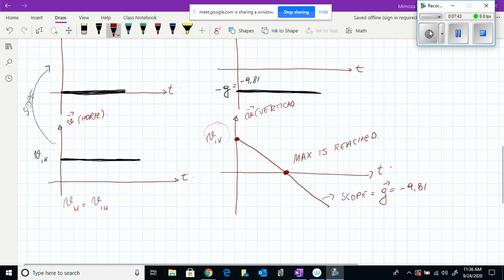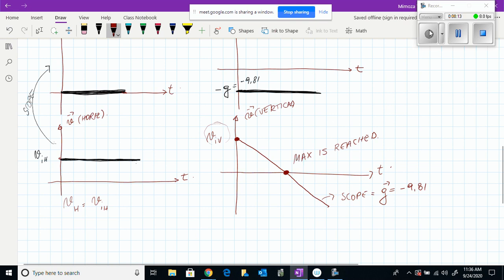So the acceleration in the horizontal is 0. We are dealing with a uniform motion. And the acceleration in the vertical is a negative acceleration due to gravity. So this is why the graph looks like this. In the horizontal, the velocity will be a straight line, and that will intersect the vertical axis at the value of the horizontal component of the initial velocity.